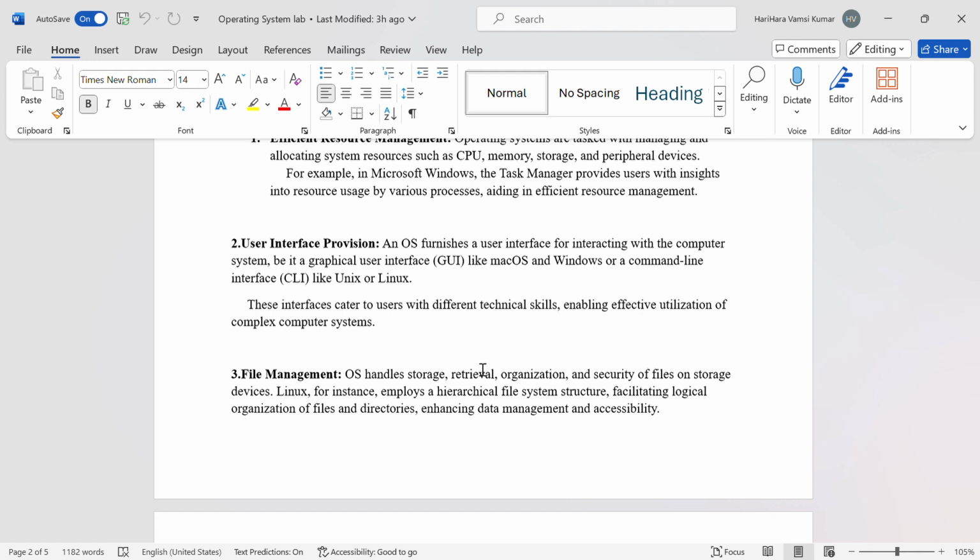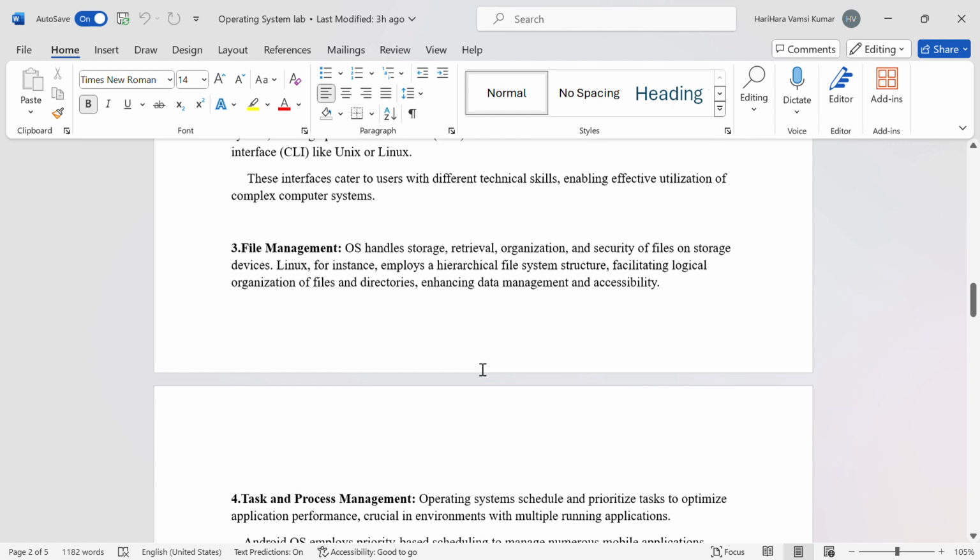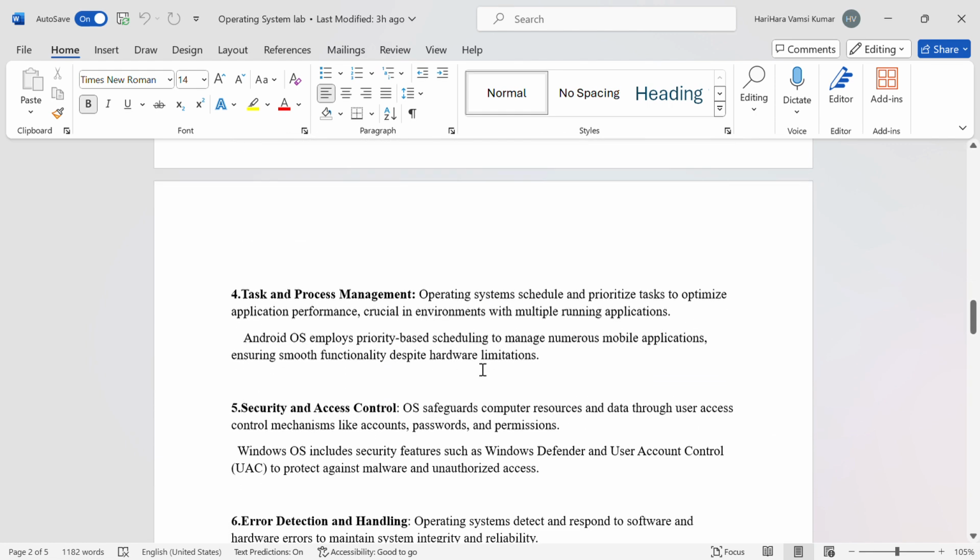The third one is file management. The OS handles storage, retrieval, organization, and security of files on storage devices. Linux, for instance, employs a hierarchical file system structure facilitating logical organization of files and directories, enhancing data management and accessibility. And the fourth one is task and process management.